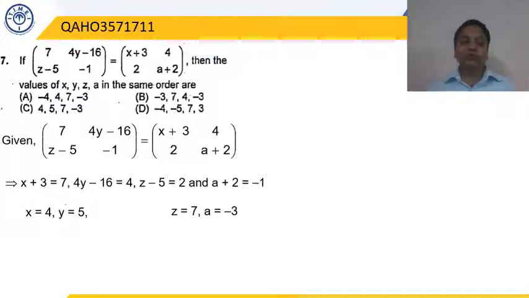Now suppose in the question it was not written in the same order. In any order he could have mentioned x, y, z and a. Then it becomes mandatory to solve for all the 4 variables. Here, in the same order means respectively. But if this is not the case, then you have to get all the 4 possible values and then check which option has all four values the same. That's why we are solving it. I hope this is clear.